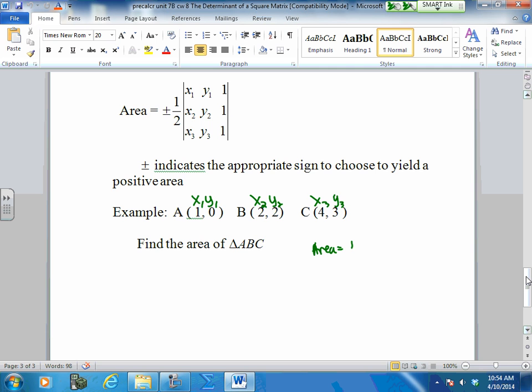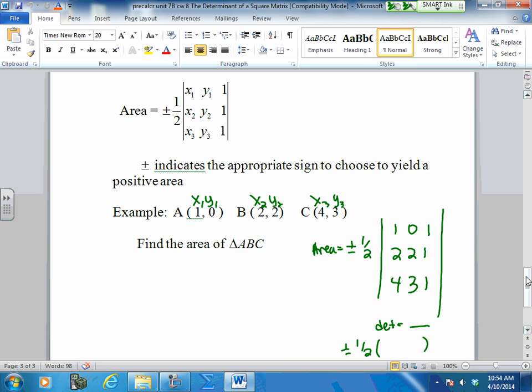Now watch. Here's your area. Your area equals plus or minus 1/2. Let's build your determinant. Just take these pairs and build it like this. 1, 0, 2, 2, 4, 3. Because this is not square, it needs to be a 3 by 3. We're going to put ones down this side. And now all we have to do is find the determinant and plug it in. And then we'll multiply it by plus or minus 1/2, whichever it takes to make our area positive. It's a nice use for a determinant.